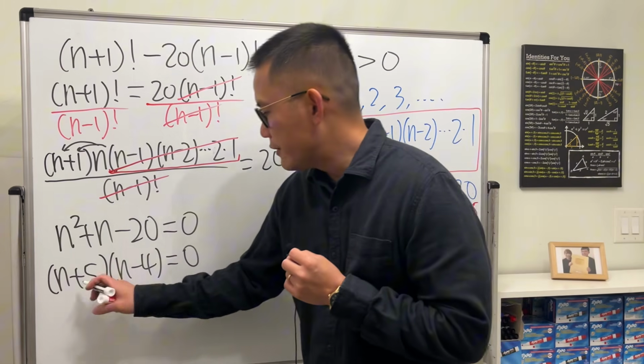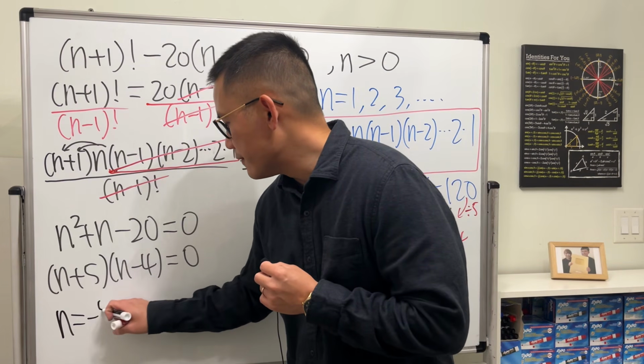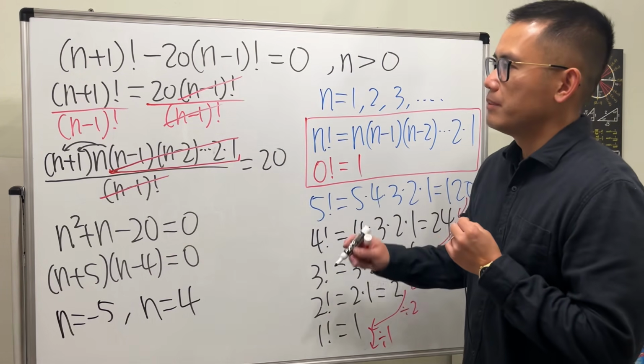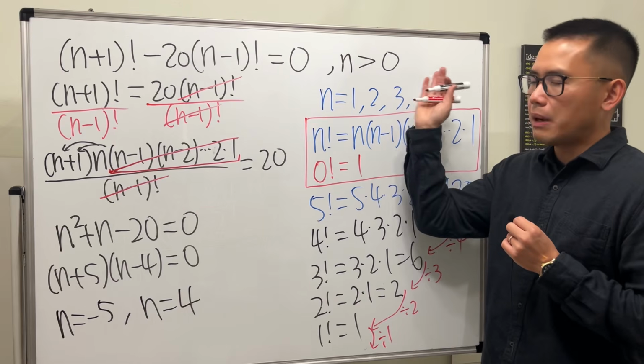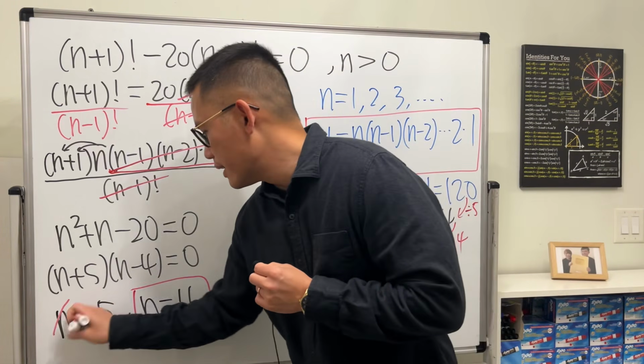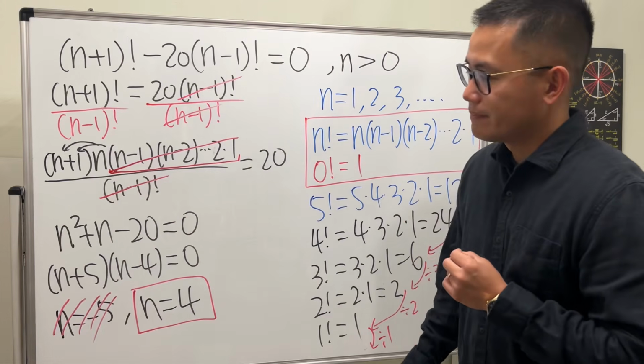And then from here, you can see that n is equal to negative 5. And from here, you can see that n is equal to 4. But as I mentioned earlier, we'll just be looking for the positive n. So therefore, n is equal to 4. And just get rid of the negative number.